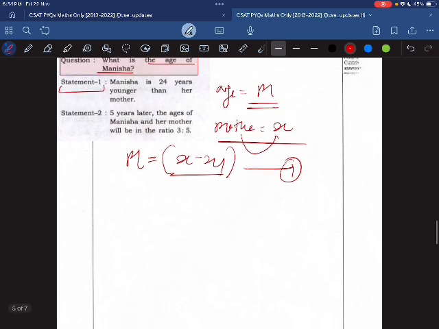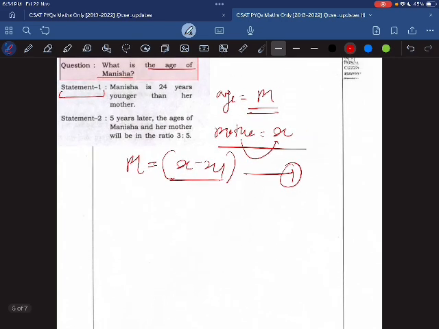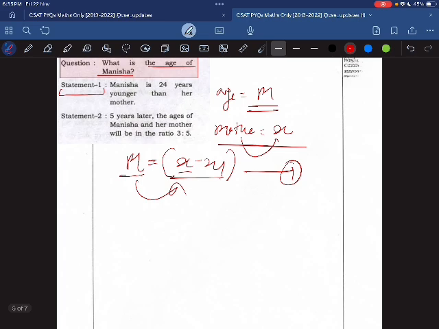Okay, so first we are going to solve the question with respect to statement 1. Can you solve the equation using only one statement? We can't, because we have two variables here, and in mathematics there is a rule that the number of variables should be equal to the number of equations. Only then can we solve the equations and get the values of the variables. Here we have only one equation for two variables, so we can't solve it.